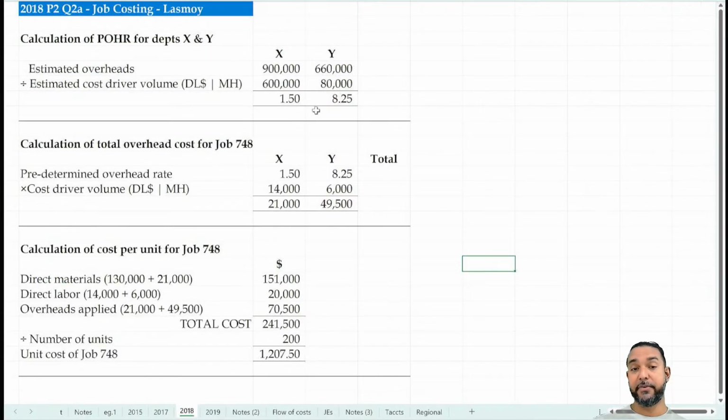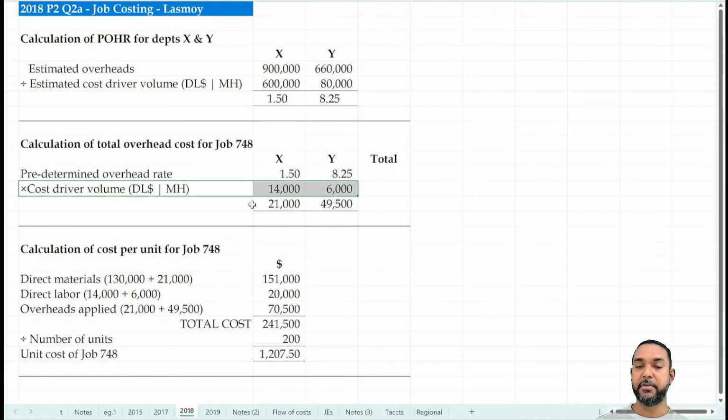And in 2018, we had it for 2 goods, right? So estimated overheads, estimated cost driver volume, and we had the OAR for each item. From there, we took that and multiplied by the cost driver volume to find the overheads applied, and then we simply included those items in the total calculation of job number 748, right?